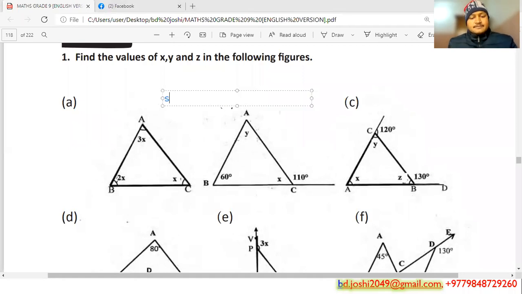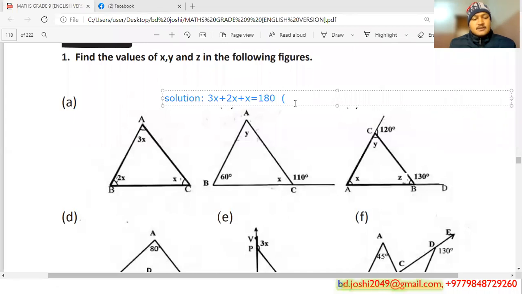How will you solve it? Question number 8, part A. 3x plus 2x plus x is equal to 180 degrees. And what will be the reason for this one? Sum of interior angles of a triangle.